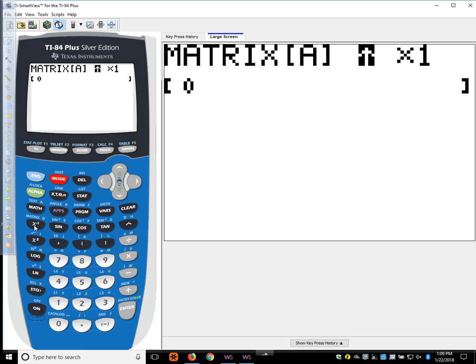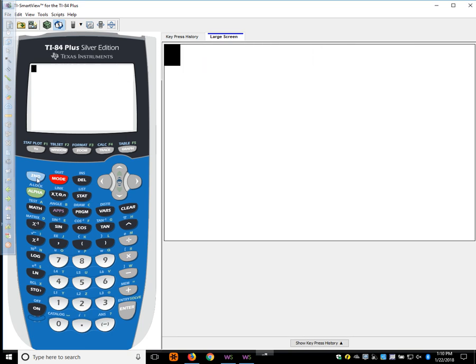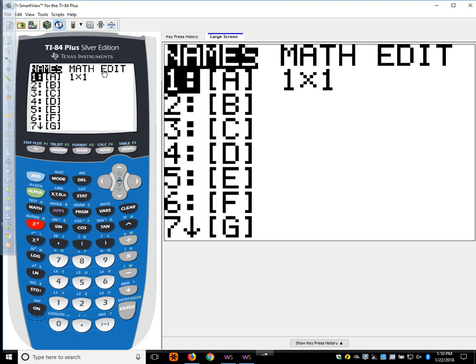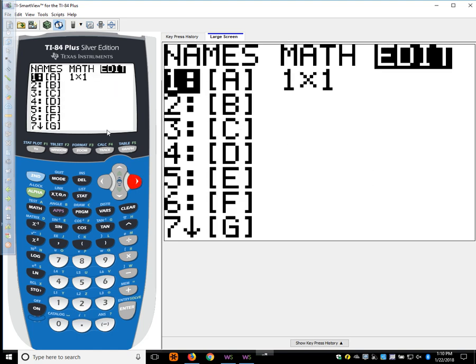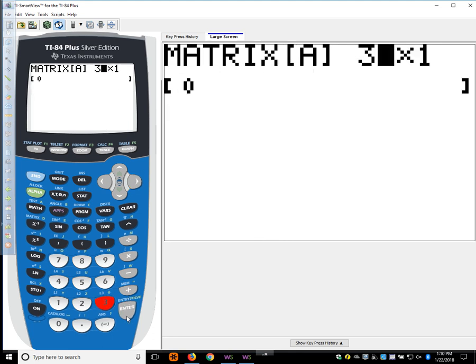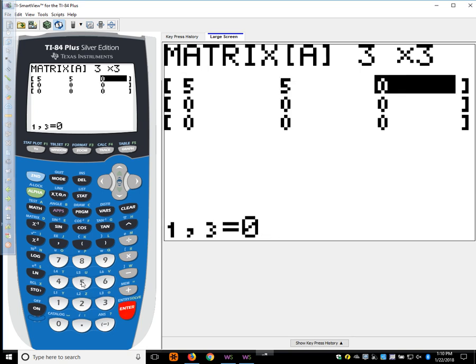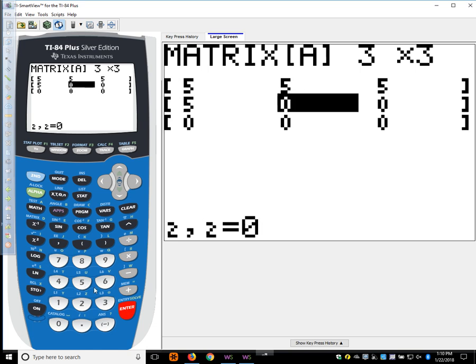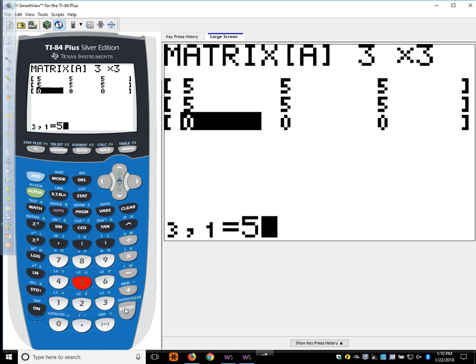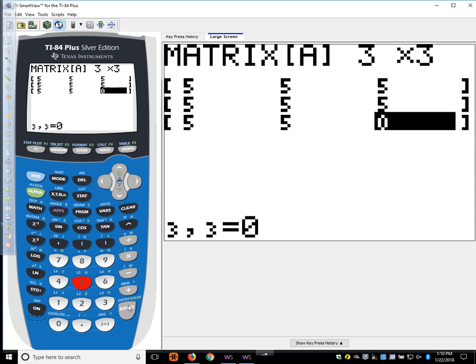Second matrix. Matrix is at the x to the minus 1 button. Second matrix. We're going to edit this matrix. So go to edit, enter. I'm going to make it a 3 by 3. So you have to tell the calculator what size the matrix is. And for this one, I'm just going to put all the same numbers in it. So I'm going to put 5s in every place, just to make it easy. All right, so there's my matrix A.